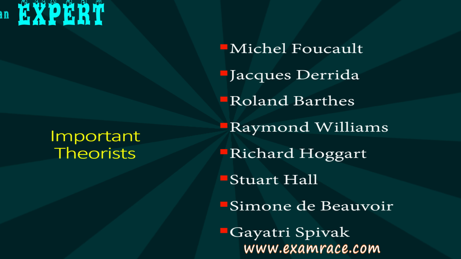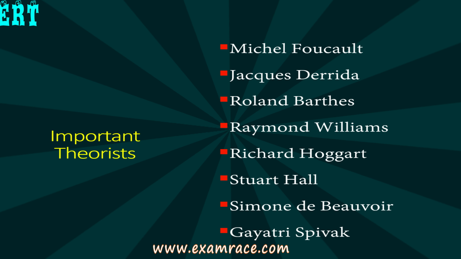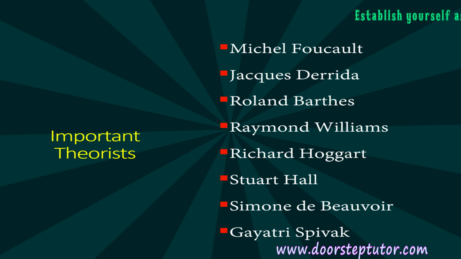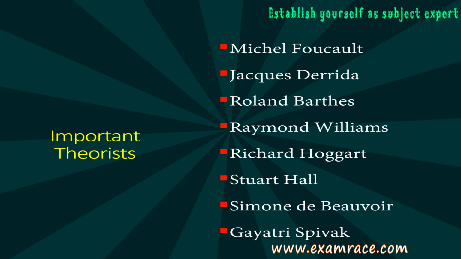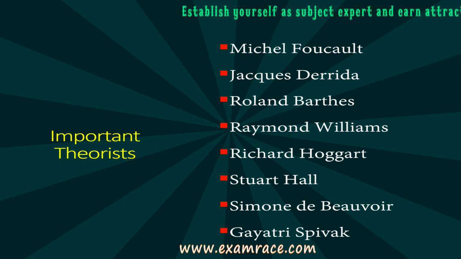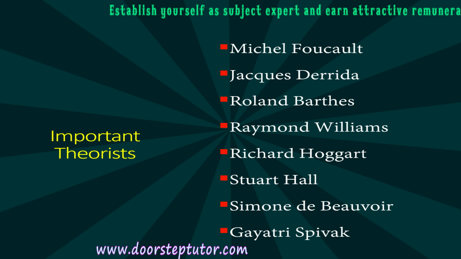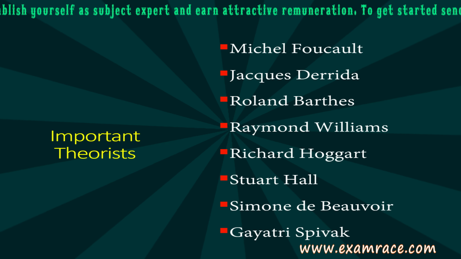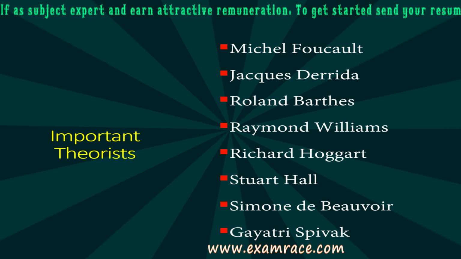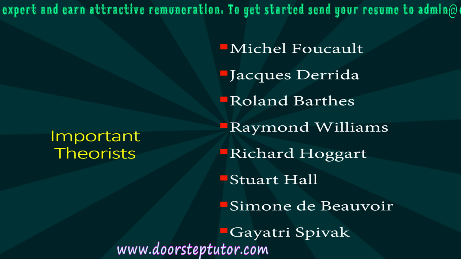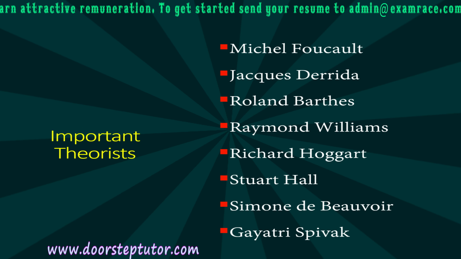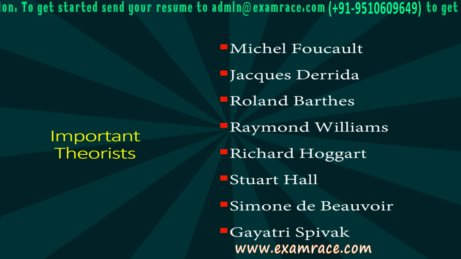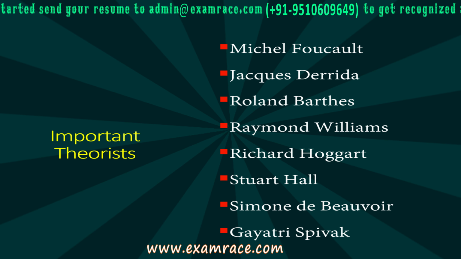Now, important theorists include Michel Foucault, Jacques Derrida, Roland Barthes, Raymond Williams, Richard Hoggart, Stuart Hall, Simone de Beauvoir, and Gayatri Spivak. Jacques Derrida is a very important figure in deconstruction. Roland Barthes belonged to both structuralism and post-structuralism. Raymond Williams, Richard Hoggart, and Stuart Hall are the trio who belong to cultural studies, and Simone de Beauvoir and Gayatri Spivak are the feminists.